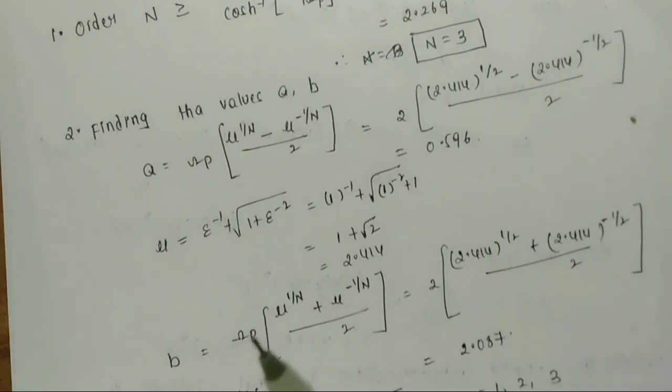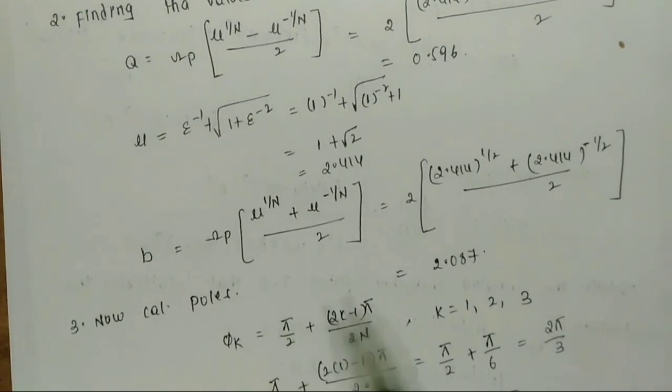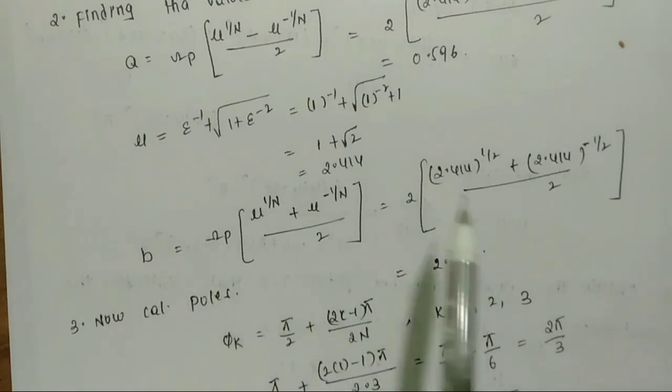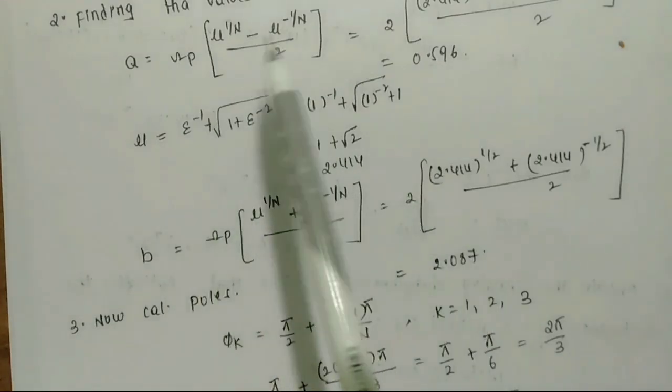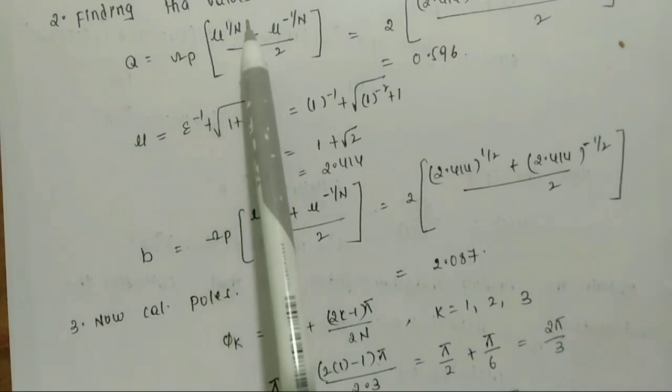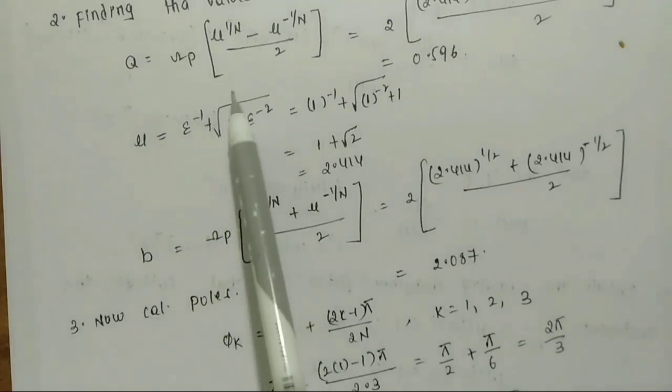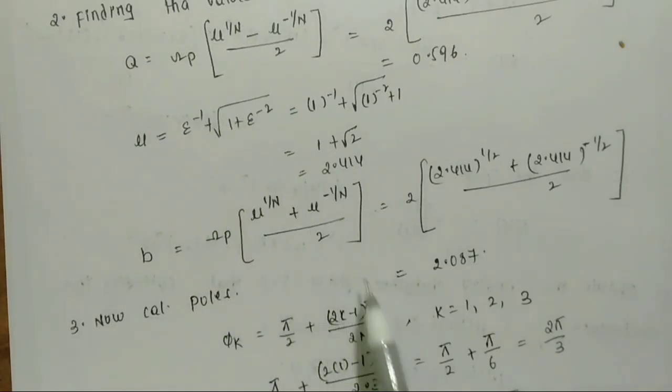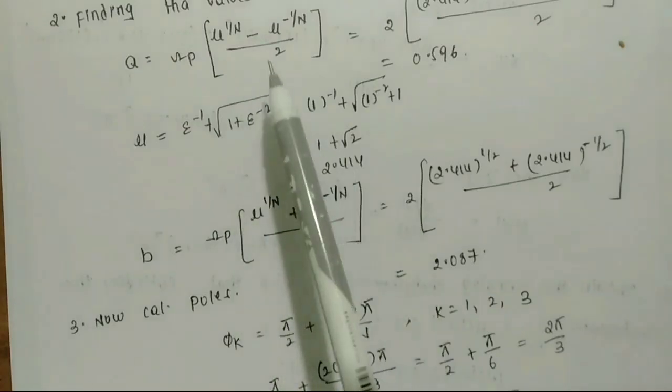Similarly, you calculate the B value also. If you calculate this B value, you get 2.087. The difference between A and B is that here we got a plus value. The rest of the thing is the same: mu power 1 by n plus mu power minus 1 by n. Here we have minus for A.